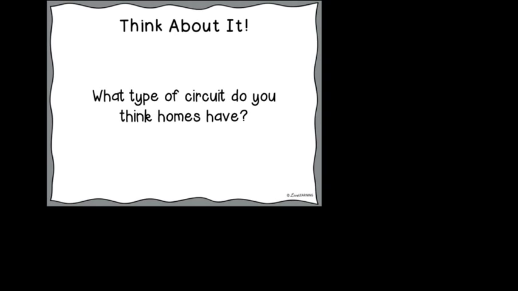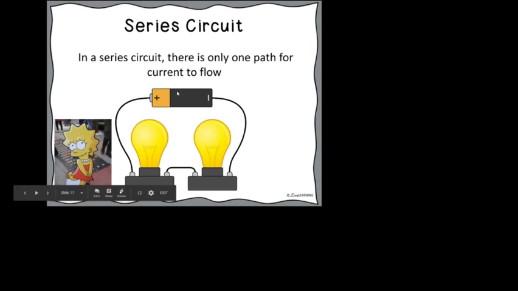So which type of circuit do you think we put in our homes? Think about it for a minute. What would happen in a series circuit here with only one pathway to follow if this first bulb were to burn out? Well, the electrons would go through the negative side of the battery into the first bulb and find it burnt out. And that's where the flow of electrons would stop.